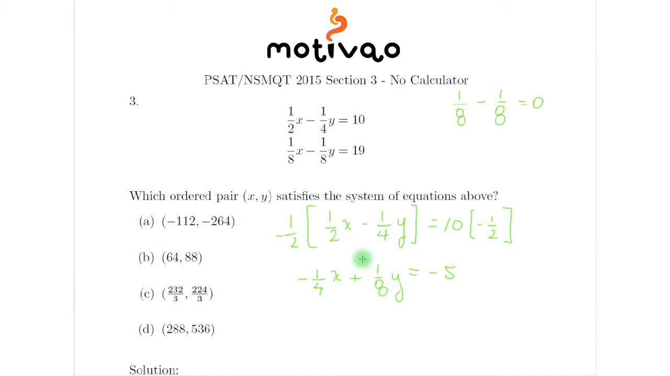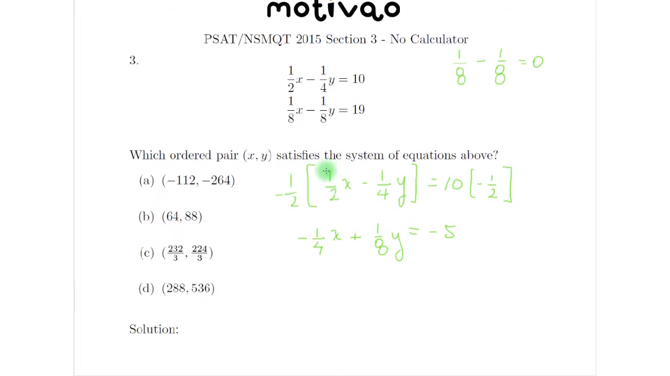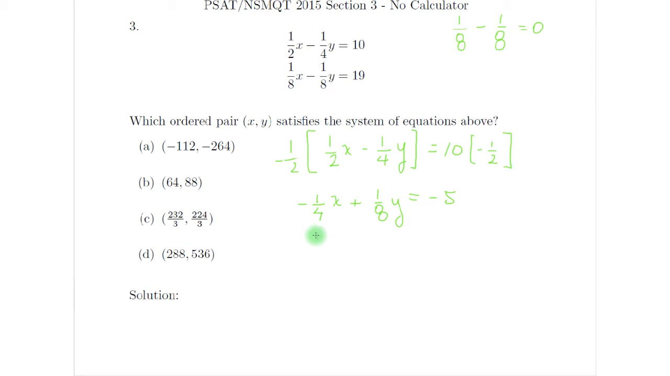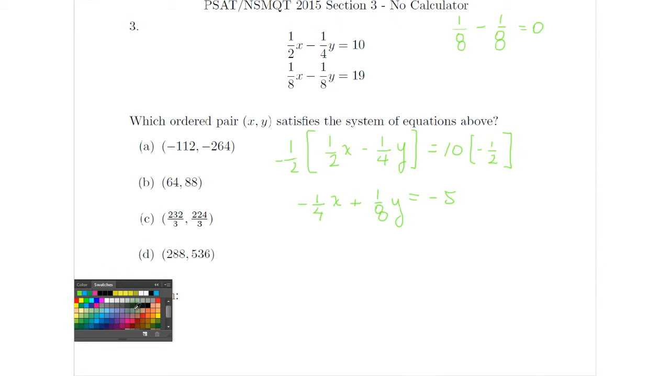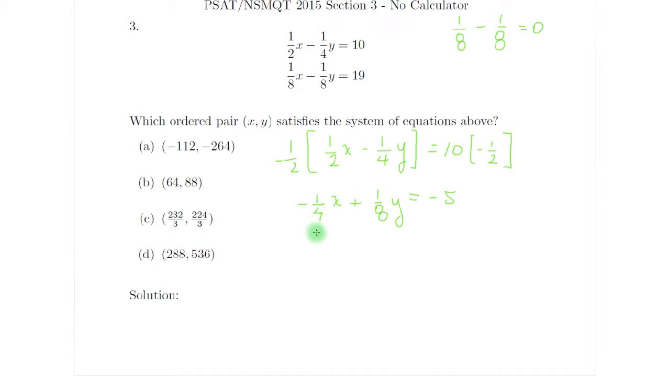So now that we have this equation, I can go ahead and add it to the second equation to cancel my value of y. So I have the second equation, let me use a different color. 1/8 x minus 1/8 y equals 19. So what are we going to do with these two? Well, I'm going to add them up, just like you add variables and numbers.